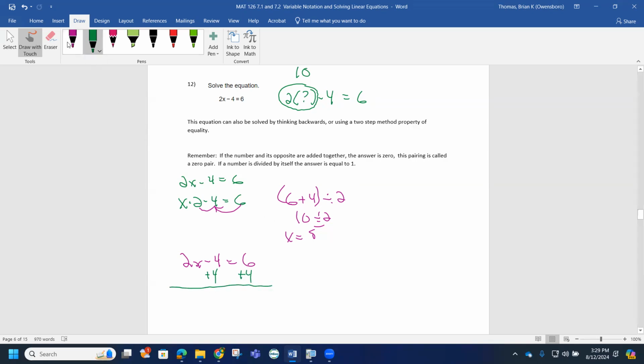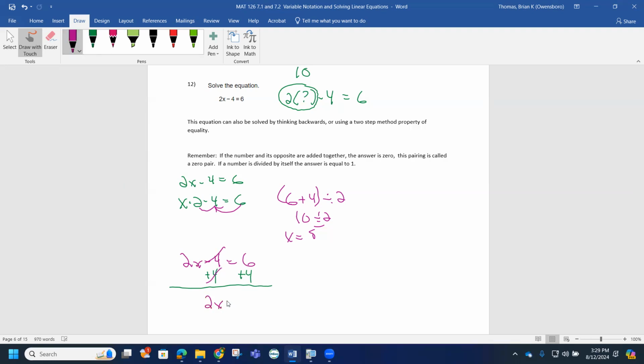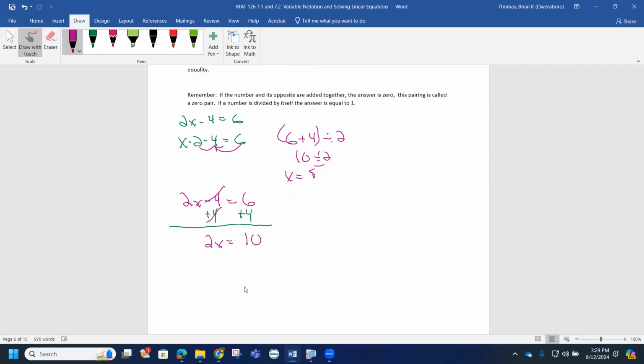Notice how the loss of 4 and the addition of 4 will cancel each other out and give you a 0. That's that 0 pair. So what we're left with then is 2x on the left side, and 6 plus 4 is 10. So that's how we're getting closer to getting x by itself. And notice how you already probably see the answer at this point. 2 times what number is 10? Well, the solution is 5. So again, you could just stop there and say, hey, the answer is 5.